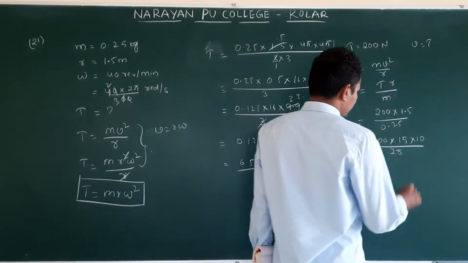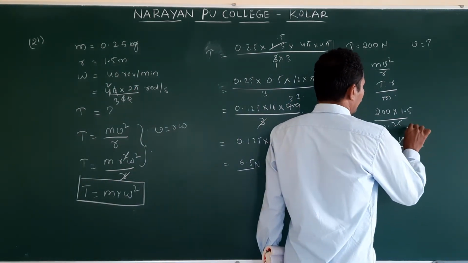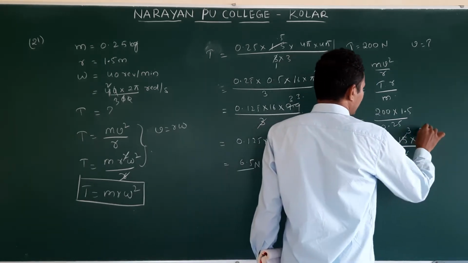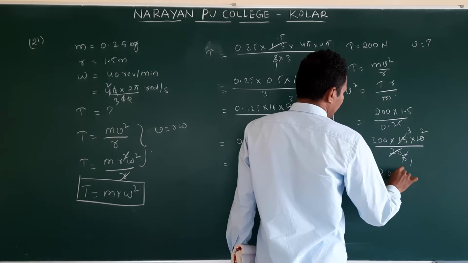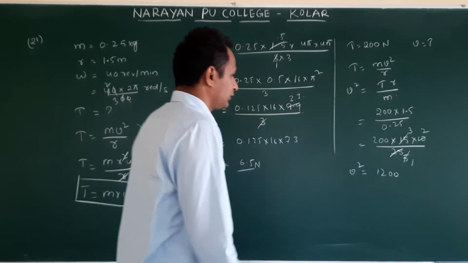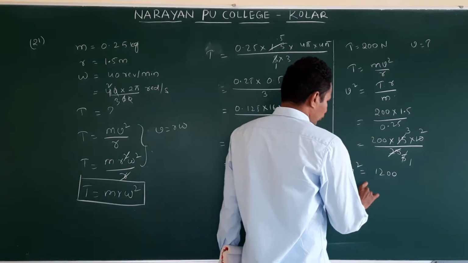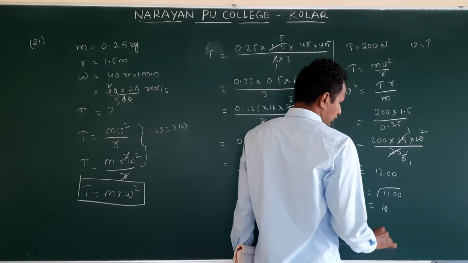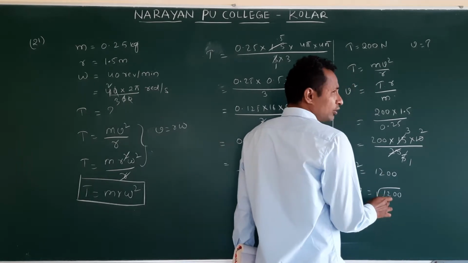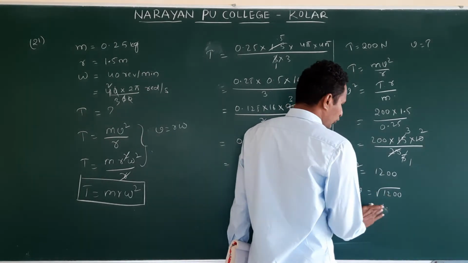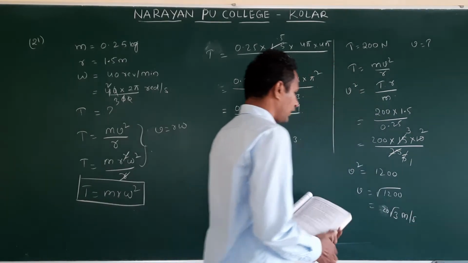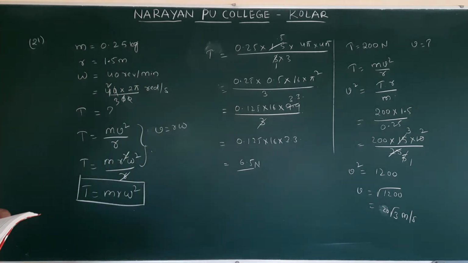Now cancel. 5 3s, 5 5s, 5 1s, 5 2s. 1200 = v square. So v is equal to root of 1200. This will be 10 root 12. How do we write 3 into 2? So this is 20 root 3 meter per second. So maximum velocity is 20 root 3.